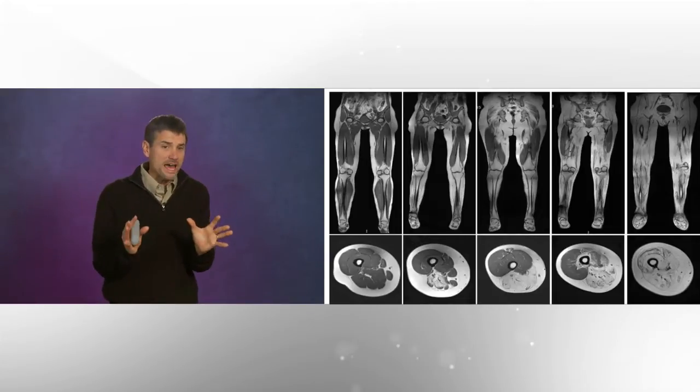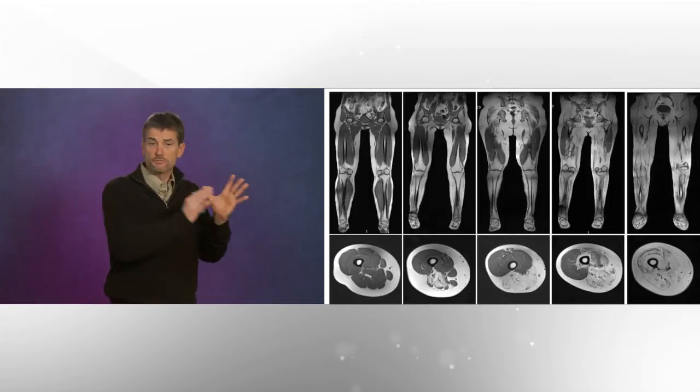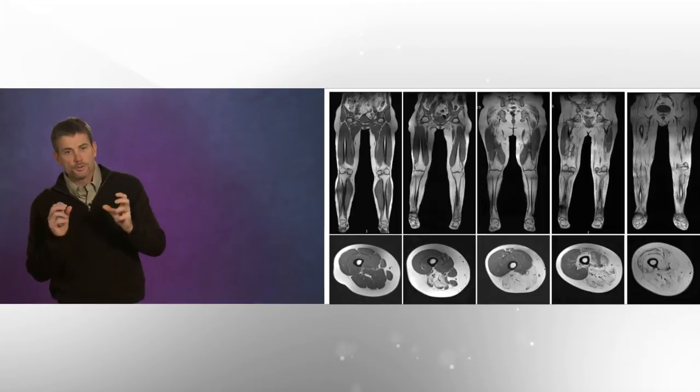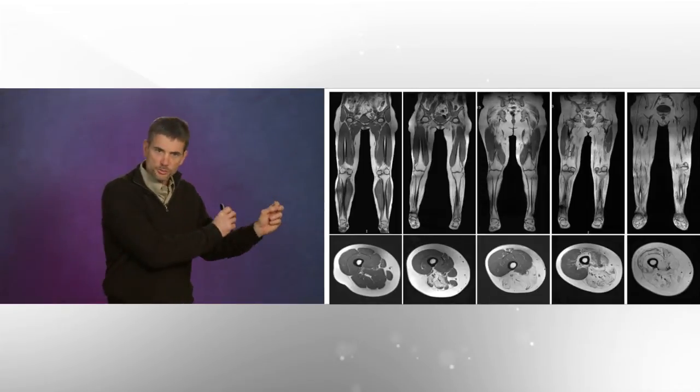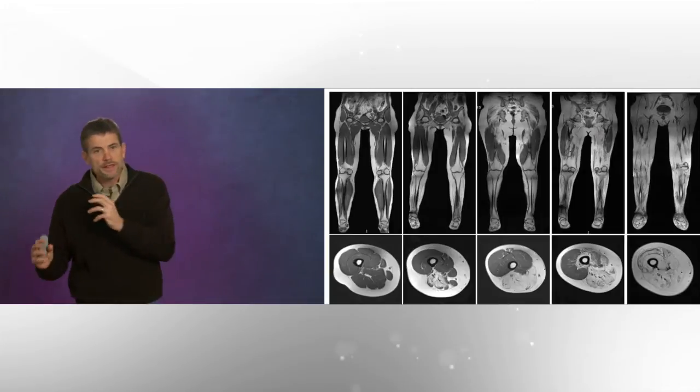So in some ways, it's a rather straightforward mechanism of action. It's very well understood. We just have to preserve the ability for the muscle to process sialic acid to prevent this atrophy.